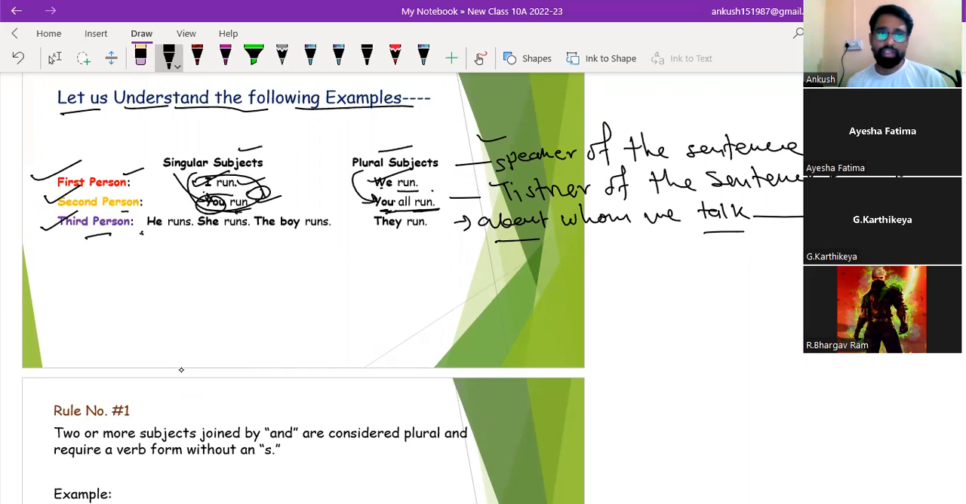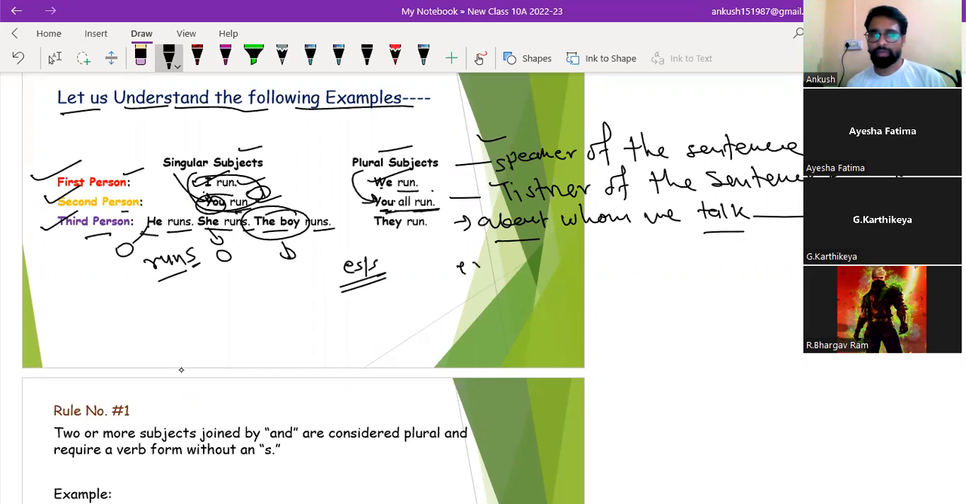So, he runs. See, he, she, here the form of run has changed to runs, meaning s is added. She runs, the boy runs. The boy is a singular subject, she is a singular subject, and he is a singular subject. So whenever we use any verb in present tense with a singular subject, that is, the third person, we add es or s to it.